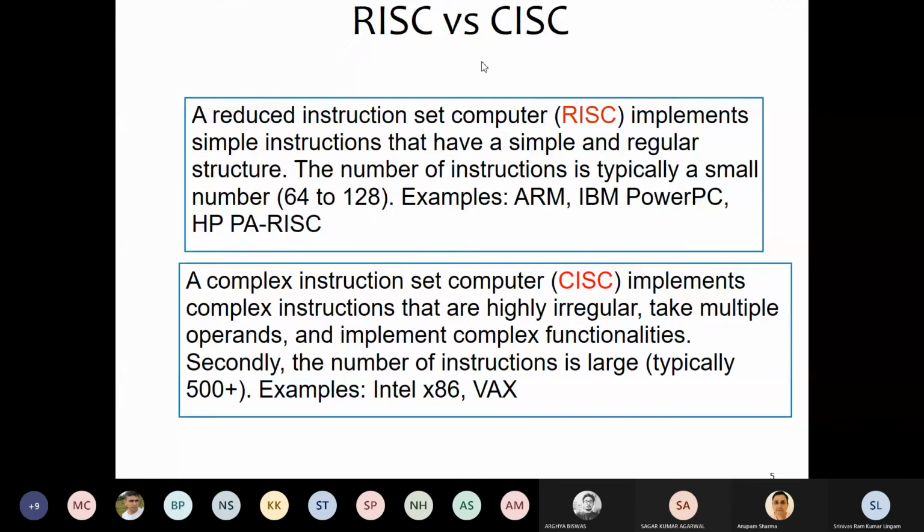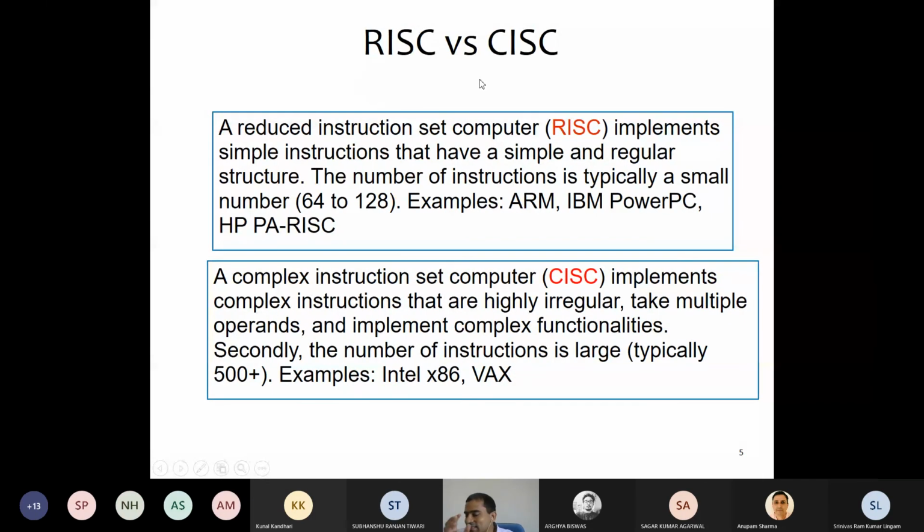Okay, so we have two broad categories. RISC and CISC are not ISAs themselves. They are categories of ISA. In RISC, it implements simple instructions that have a simple regular structure, and the number of instructions is typically small. Examples are the ARM ISA, which is the most popular ISA, IBM PowerPC, and HP PA-RISC. Now these are not very well known, but ARM is the most popular ISA.